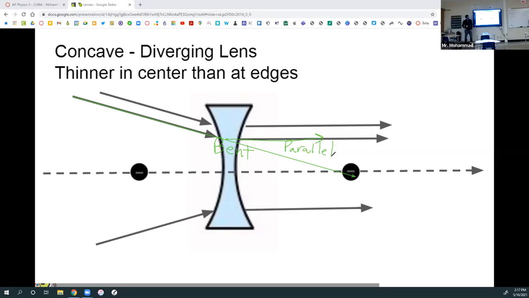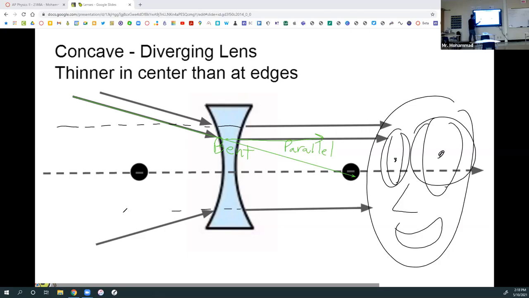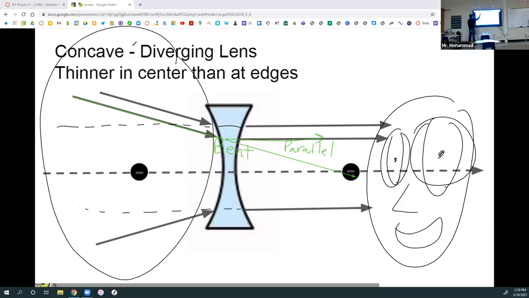Now, what this allows for, if your eye was over here and you were looking through that lens, let's say you're looking that way through the lens. Rather than just seeing what's over here, you can actually see more of the world than you normally would. It pulls in from a wider angle than you normally would be able to see. So with this lens, you can actually see more than you usually would. But we'll talk about the fact that everything is going to be a lot smaller than it usually is.